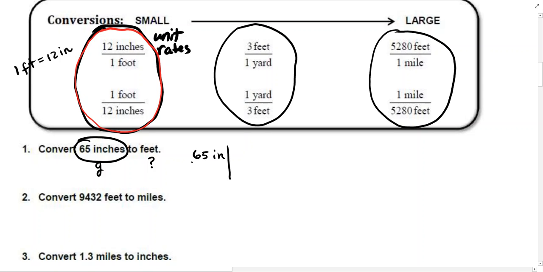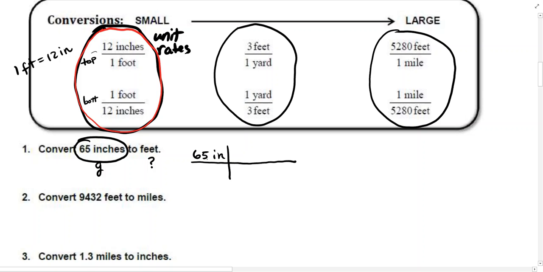You're going to set up the grid. And because our given only has the units inches, this bottom part can stay blank. You can put a 1, but you cannot put a unit there if they did not give us a unit. Okay, so now we need to decide which one we're going to use. Are we going to use this top unit rate or this bottom unit rate?